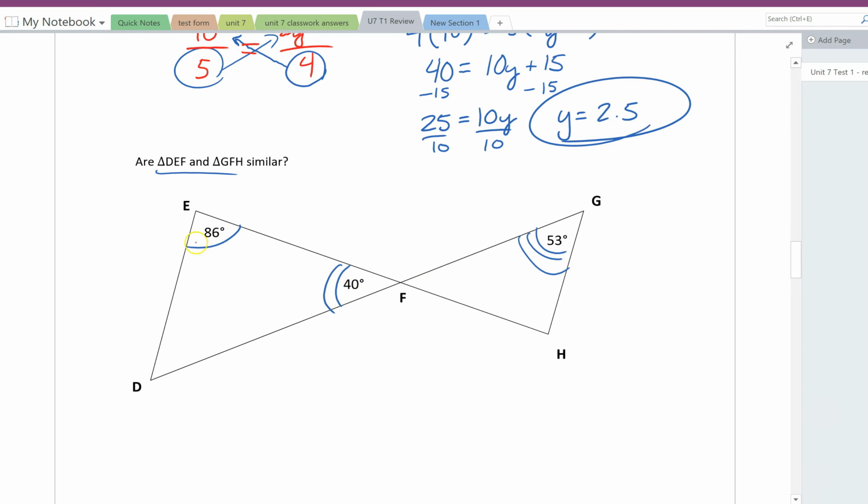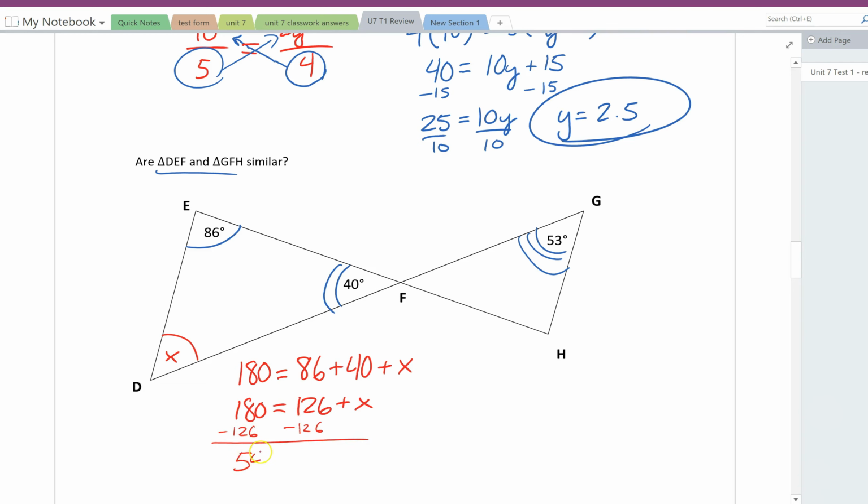Well, since I know 2 of the 3 angles in triangle DEF, I can figure out what this third one is, right? I can figure out what angle D down here is, because I know that all 3 of the angles are going to add up to 180. And I know there's already an 86, there's already a 40, and whatever's left over is going to be for my angle X down here. So 180 equals 86 plus 40, which is 126. And I would just subtract 126 from both sides. So 54 degrees is what I'm going to put right here.